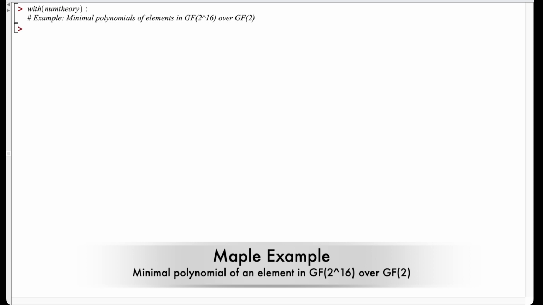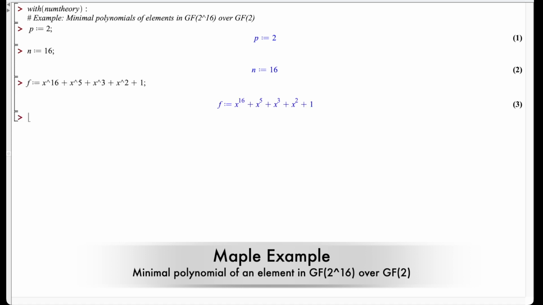Let's find the minimal polynomial of an element in GF2 to the 16. We saw a representation for this field in lecture V2e. The characteristic p is 2, and the extension degree n is 16. The polynomial f of x equals x to the 16 plus x to the 5th plus x cubed plus x squared plus 1 is irreducible over Z2. And so the set of polynomials of degree at most 15 over Z2, modulo f of x, is a finite field of order 2 to the 16.